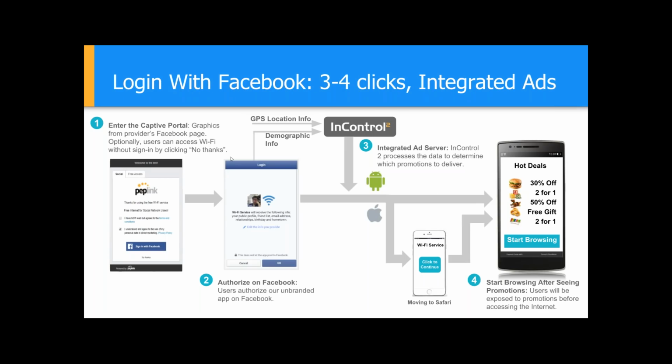And again, the path is fairly similar to what we saw before. A client is going to hit the captive portal, go ahead and authorize with their various social media platforms. Everything goes back to Control 2, GPS information, demographic information, and then with the ad delivery server, you have your campaign set up within Control 2 that can be served up. And then you'll start browsing after seeing those promotions that you put into play.